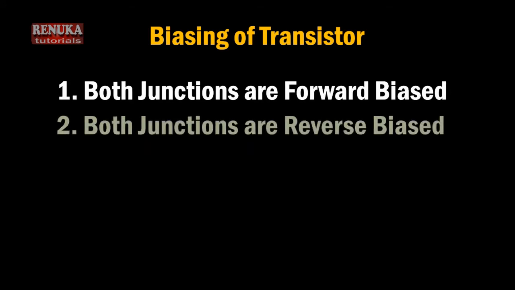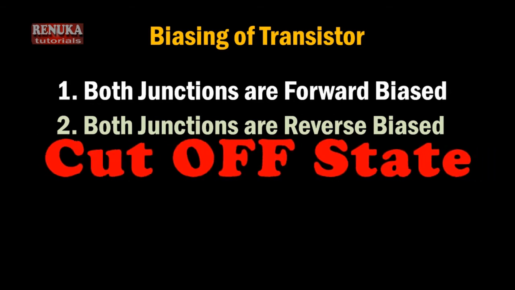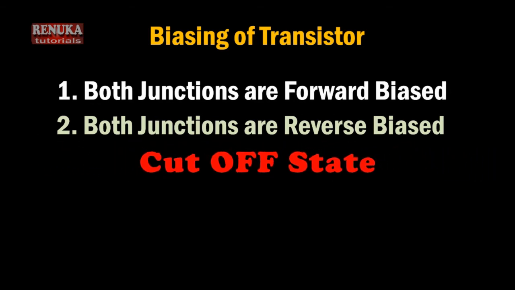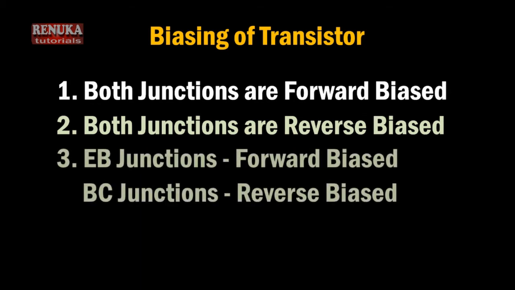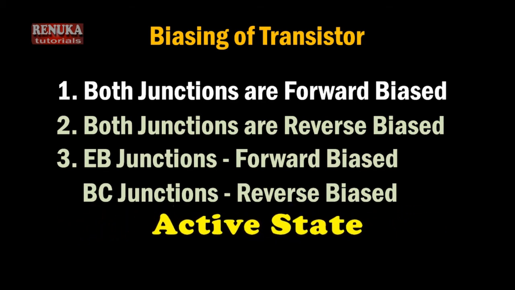Second type, if both the junctions are reverse biased. In this method the current is negligible. The transistor will be in the cutoff state and a negligible reverse current will be obtained because of the minority charge carriers. The third type, if the emitter base junction is forward biased and the base to collector junction is reverse biased. In this method, the transistor will act as an active device because it can be used to amplify the input signal and it produces a larger output signal. So that is why the transistor is in the active state.